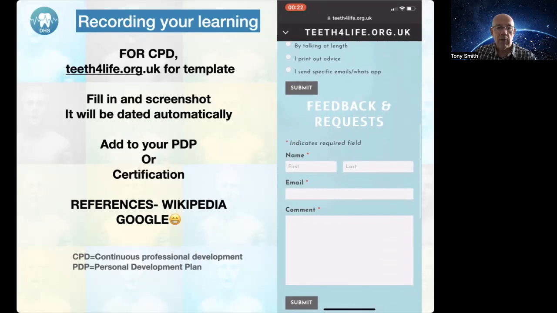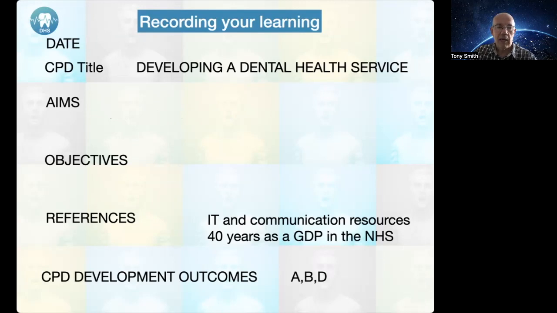So on all the CPD, all the references will be visible as such. Anyone can look at them via Wikipedia or Google. But we have to be careful that we don't get false news, and that's why I like people to use my app or plug my app. But anyway, there will be a format there. I think that will work for everyone. So you just have to write which title. The title there won't be developing a dental health service. This particular one, I think it said teeth structure, decay and erosion. So that would be one.